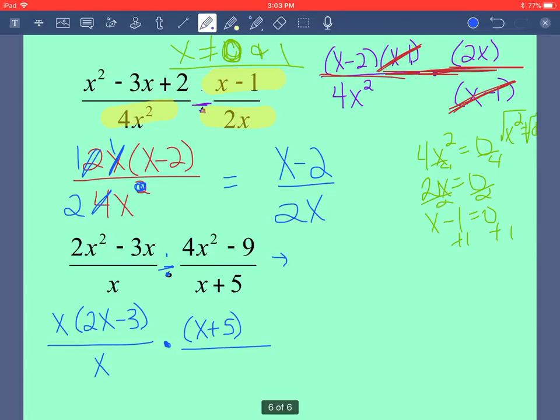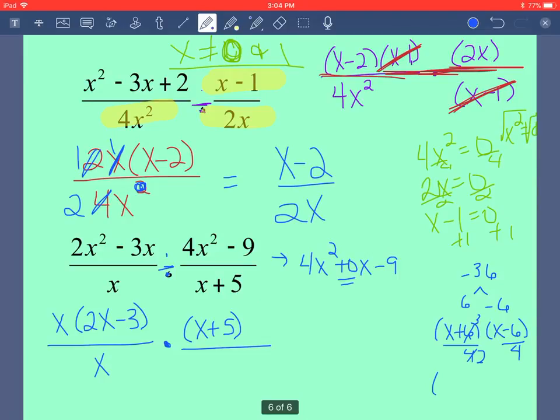That's the same thing as 4x squared plus 0x minus 9. So I do 4 times negative 9 is negative 36. I need factors of negative 36 that add up to 0. So that's 6 and negative 6. So I write it as x plus 6, x minus 6, but I've got to divide by 4. Those don't go in nice and pretty, but they do simplify. So 6 is a 3, 4 is a 2. So my first factor is 2x plus 3.